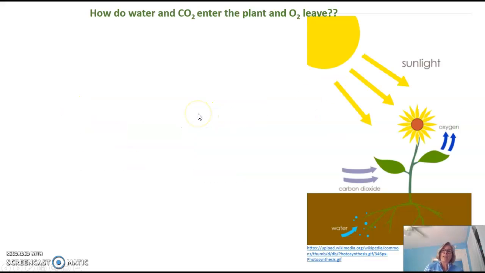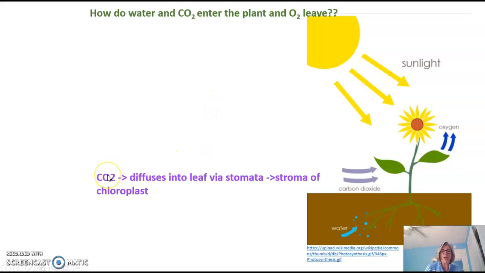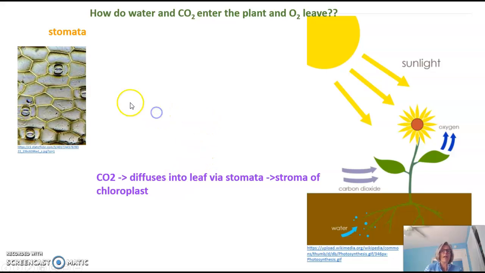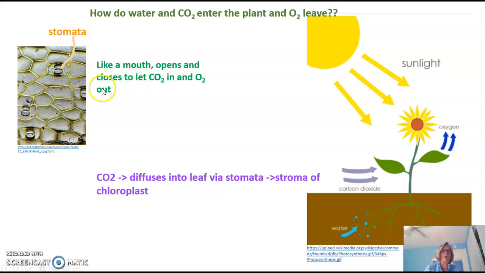So how do water and CO2 enter the plant and oxygen leave? Carbon dioxide diffuses into the leaf via a structure called a stomata. You can see here a picture taken with a light microscope like we have in the classroom. This structure here that kind of looks like a mouth with lips is called a stomata. It can open and close and let both CO2 in and oxygen out by diffusion. Water vapor can also leave, and that can be harmful for the plant in a really dry environment.